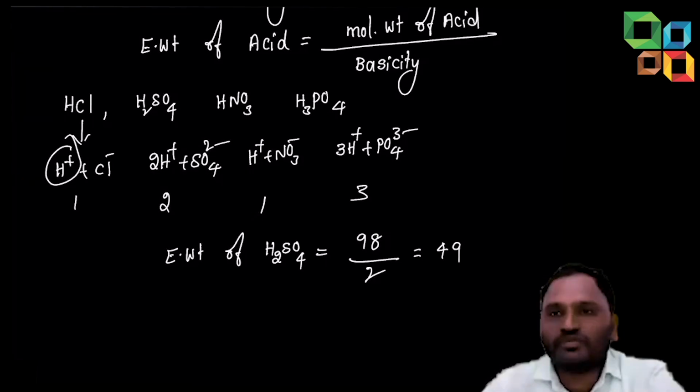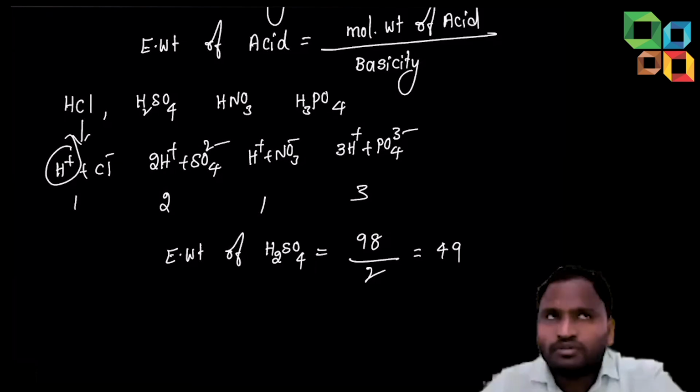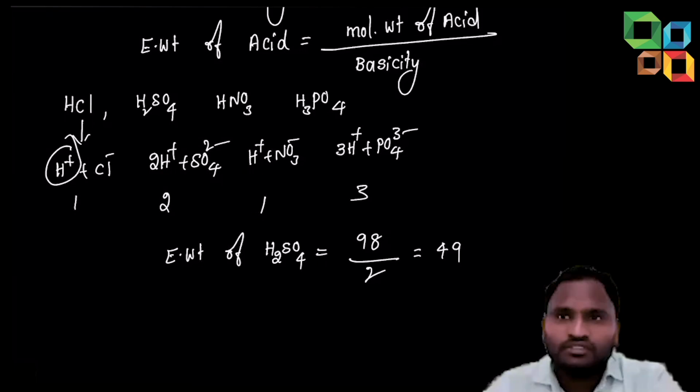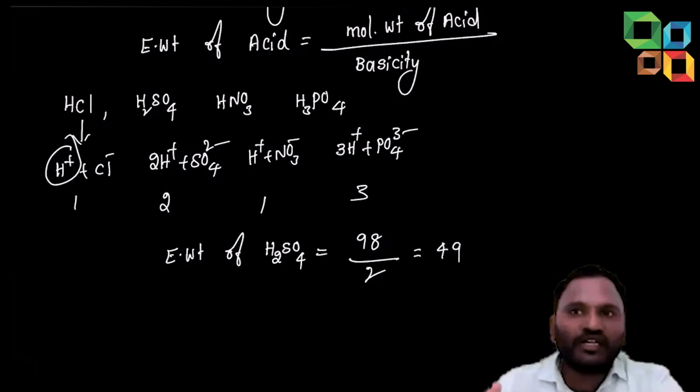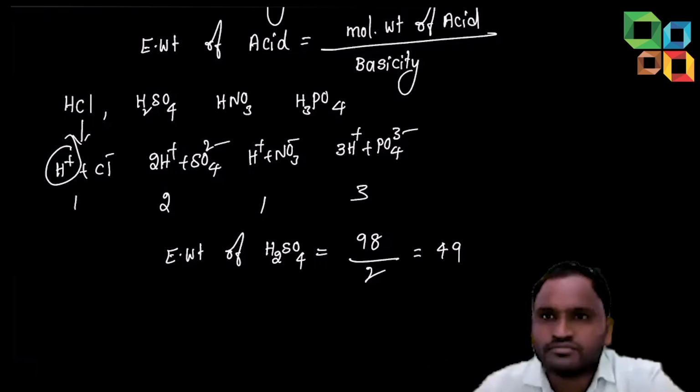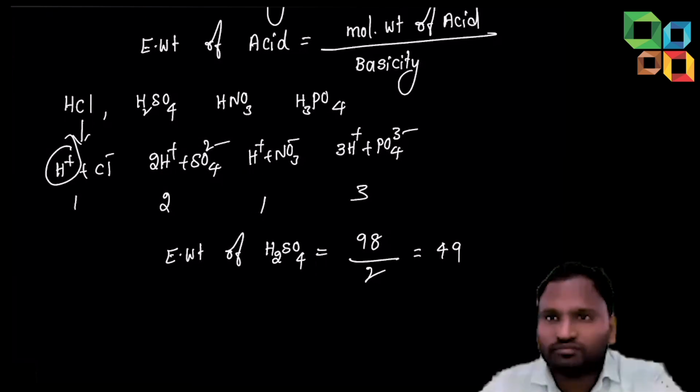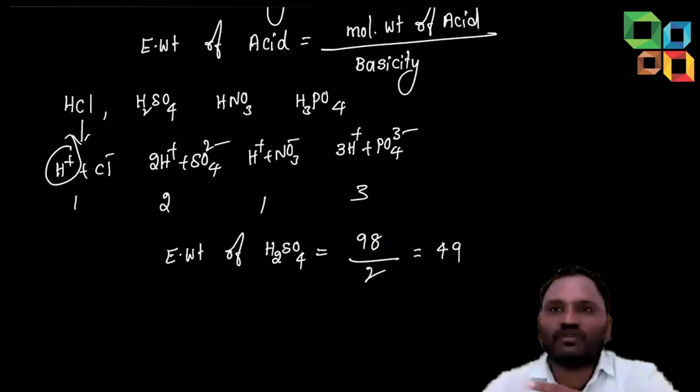Got it, students? If it is HCl, 35.5 plus 1, 36.5 by 1. Here equivalent weight and molecular weight are the same. If it is a monobasic acid, equivalent weight and molecular weight are the same. That time normality and molarity are both the same only.